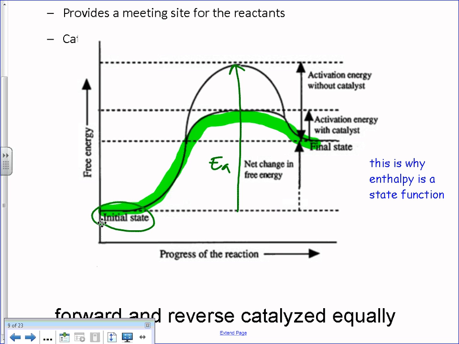So this top part is the original activation energy. The one where it ends here is the activation energy. I'm just going to call it Ea prime, and that's with a catalyst involved.